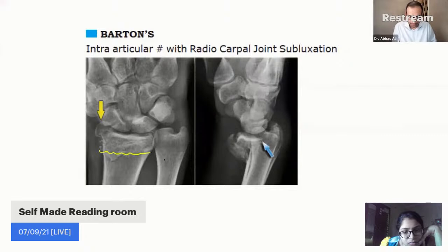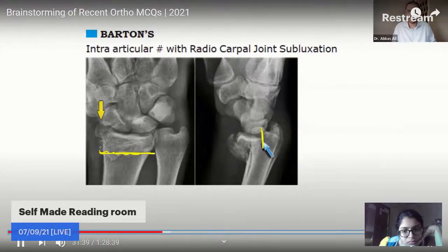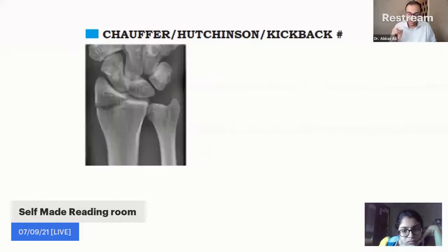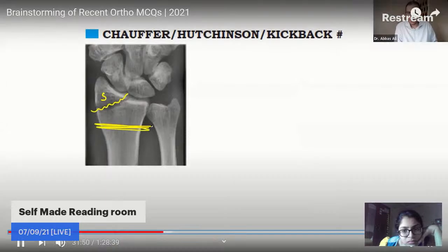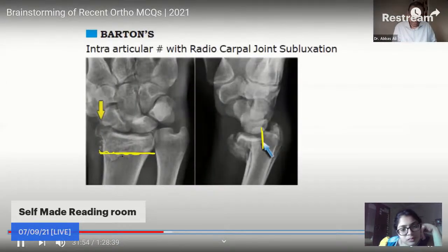What do you notice in AP view? That there is a fracture here. Now in AP view, it is a fracture that is going through the whole of the radius. And in lateral view, what do you notice? That the fracture is intra-articular. This is Barton's. Now look at Chauffeur's. What is the fracture? It just involves the radial styloid. That's it. It is not involving the whole of the radius. It is just involving the radial styloid. So look at the AP view and the lateral view.